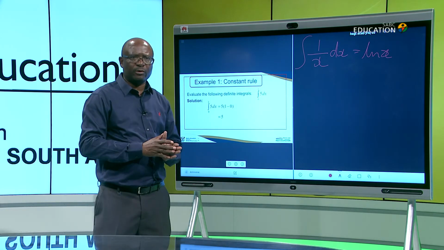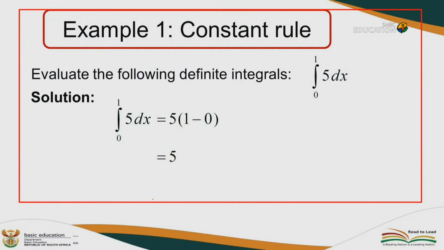Now let's look at examples where we can apply these rules that I've been explaining. Example number one: evaluate the definite integral of 5 with the limits a equals 0 and b equals 1. Firstly, check, here we've got 5. You know that 5 is a constant. But is this constant multiplied by a function? The answer is no. If we don't have a function, which rule do we apply?